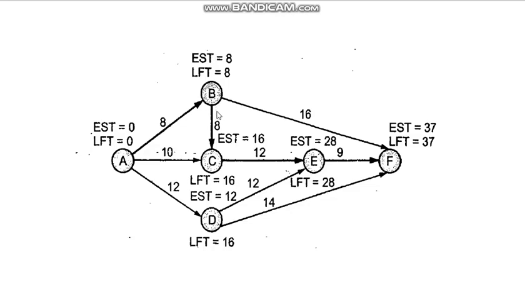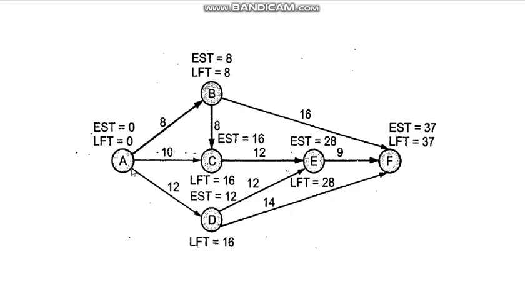But if we come to B, there are 2 outgoing arrows, so you have to calculate both ways. One way is 37 minus 16, which is 21, and the other way is 16 minus 8, which is 8. Which is the least of these two values? 8 is the least. That's why we have written 8 here.